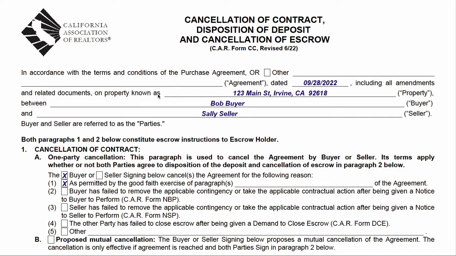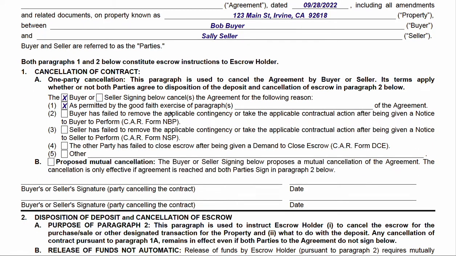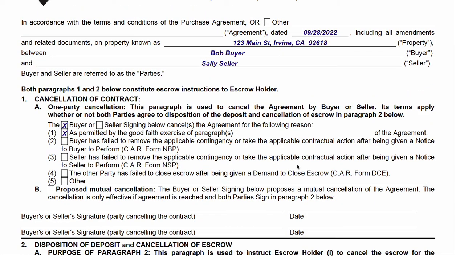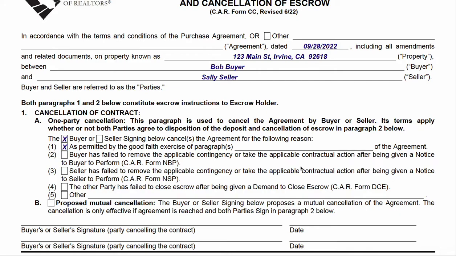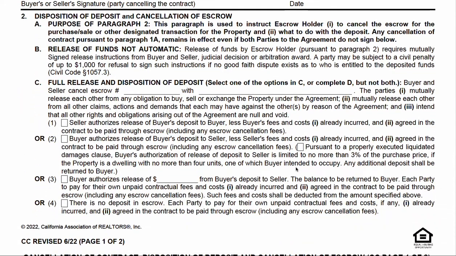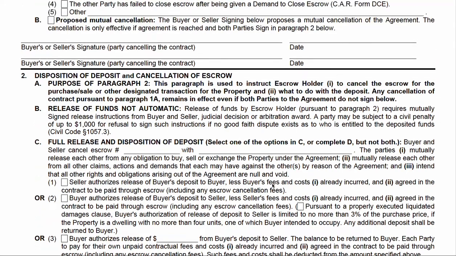Now, the way to look at this form, it's 2 pages, but really it's actually 2 forms in one. See this dividing line here? On the top half of the form, this is the cancellation. And then this bottom section is basically how the deposit is refunded. So look at this form as basically being 2 in 1.